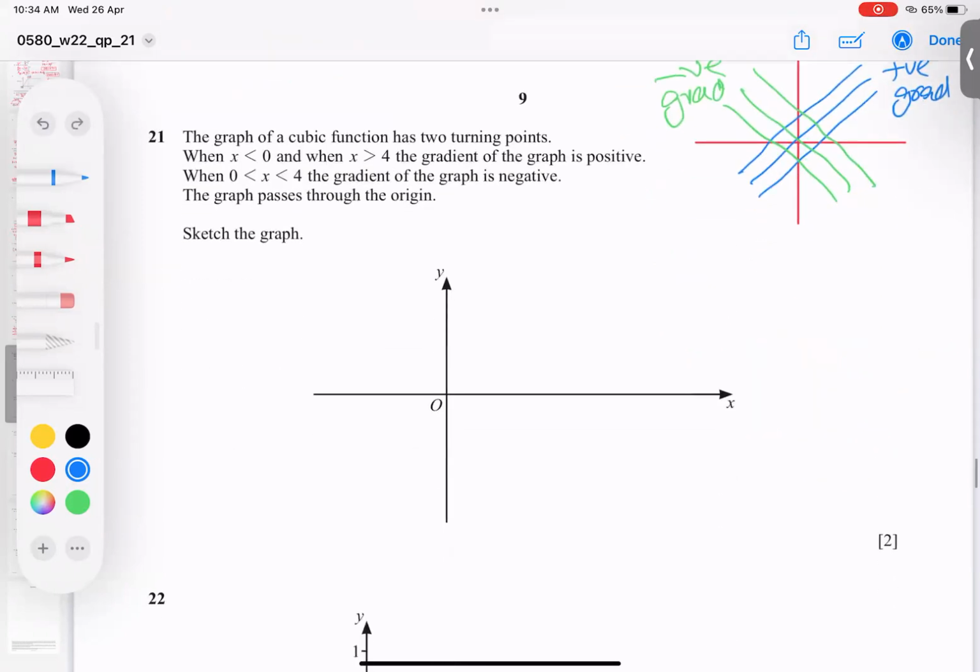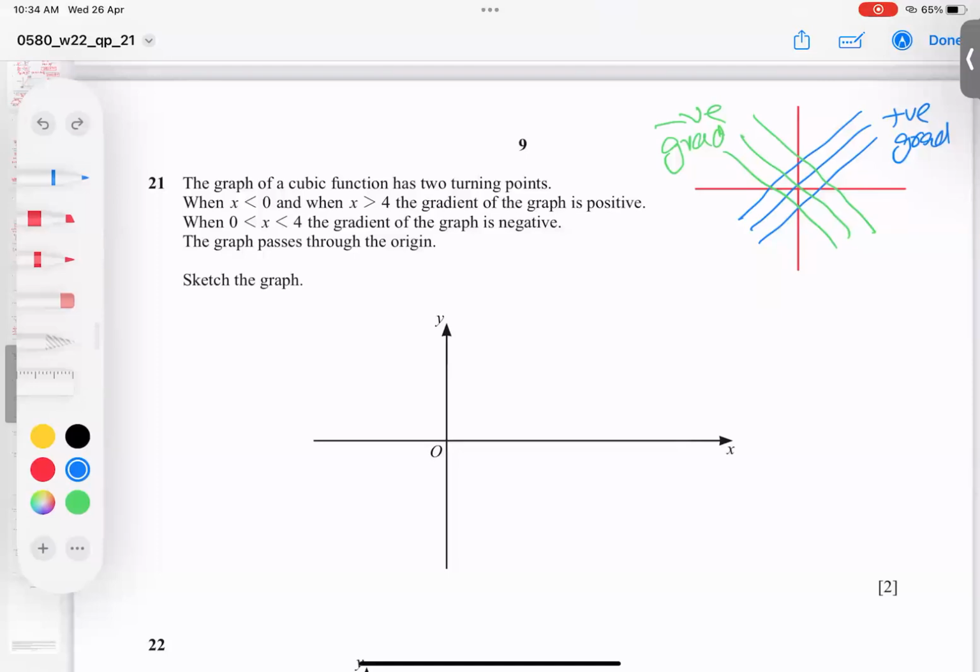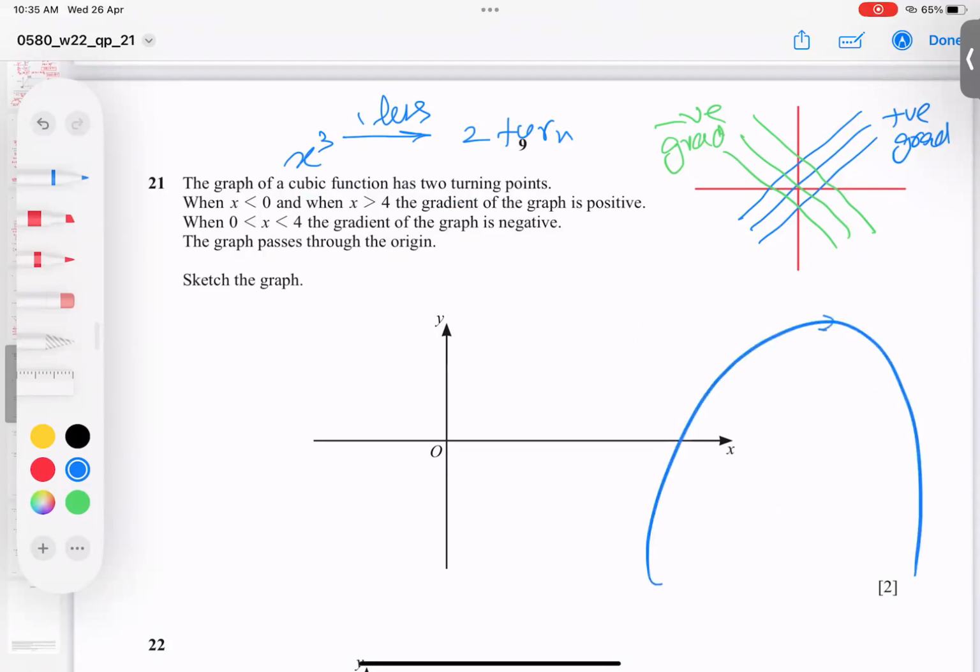Come back. Now, he's saying that the graph is a cubic. Cubic means x to the power 3. And when x to the power 3, one less, two turning points we have, two turns. He even mentioned here, two turning points. So we have, this is called one turning point. You see, one turning, okay. And this is also called one turning point. But this is called two turning points. So we have this option or we have this option. So let's see one by one.